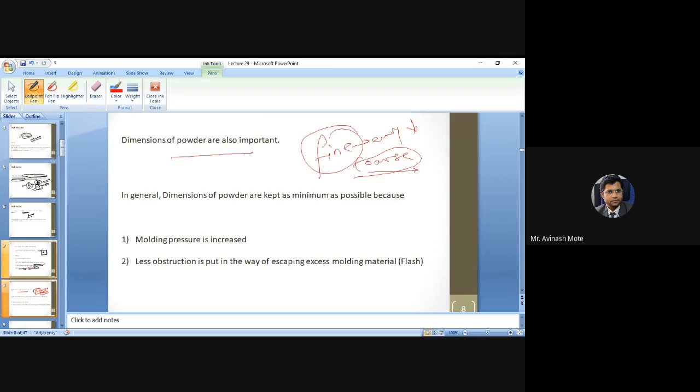But if there is a coarse material, large size grains, then it is quite difficult to compress. So it needs some extra pressure. But with a small pressure, this fine material can also be compressed. Okay, that is the basic. Maybe you have studied it in metallurgy also.